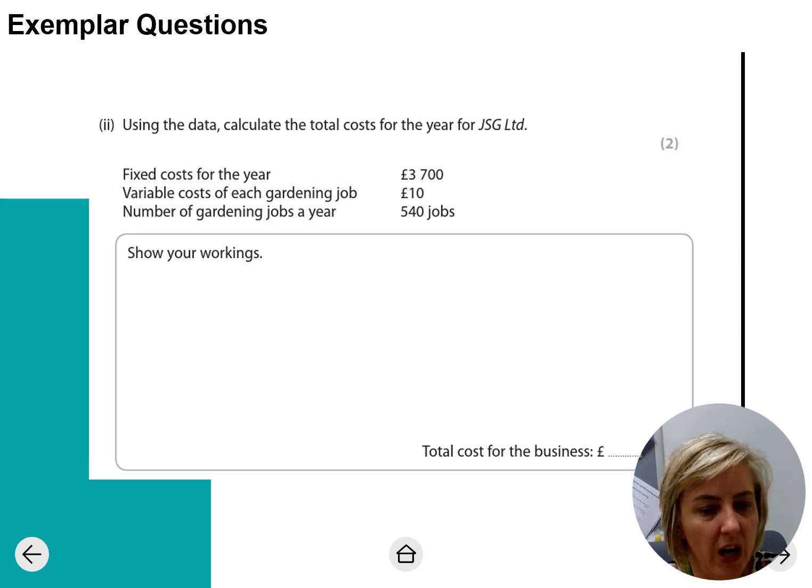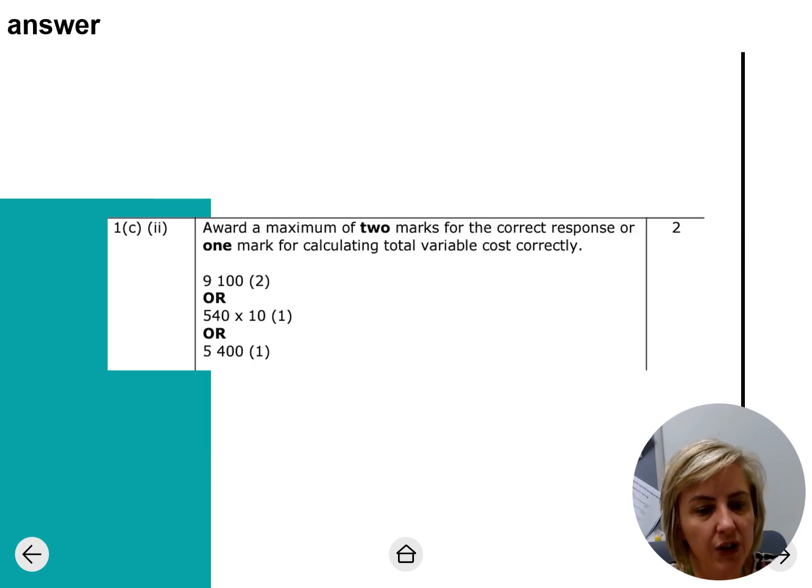Here's another example of a calculation, so using the maths part of Enterprise really, so making sure the student has got a calculator with them for this exam is going to be really key. This question is just asking for the student to show the workings as well in order to get the 2 marks. So can we work out what the total costs for the business are? We would be looking to add together the fixed cost for the year of 3,700, calculating that by 540 jobs at £10 each, 5,400, giving us a total of 9,100. And you can see how the mark scheme here is awarding the 2 marks for that in terms of how the calculation has been shown by the student.